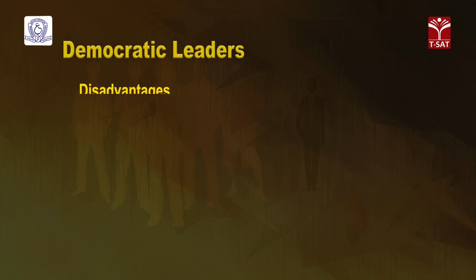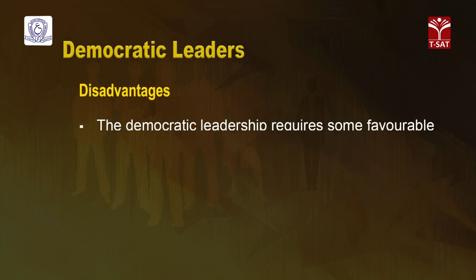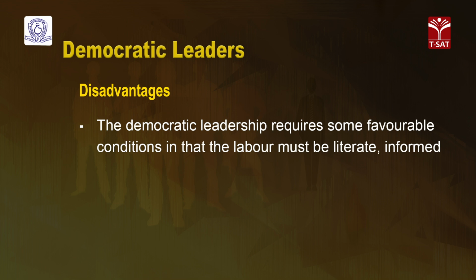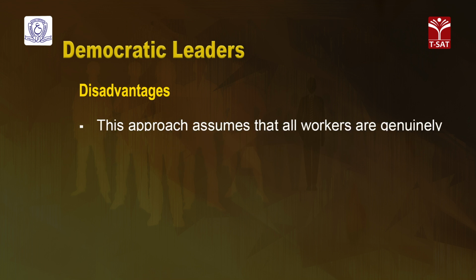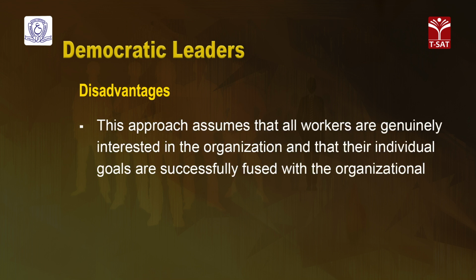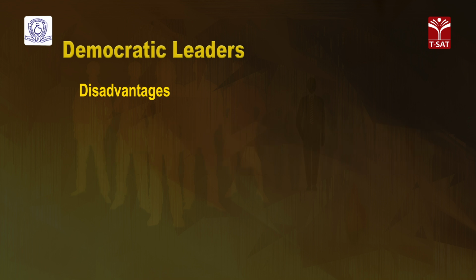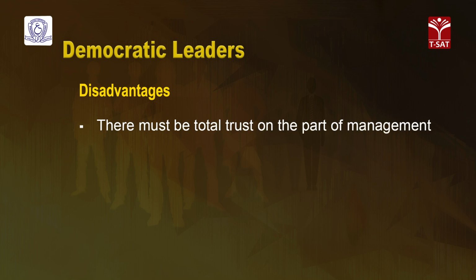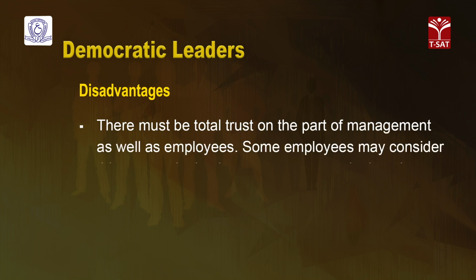Now we see the disadvantages of democratic leadership. First one, the democratic leadership requires some favorable conditions in that the labor must be literate, informed and organized. This approach assumes that all workers are genuinely interested in the organization and that their individual goals are successfully fused with the organizational goals. There must be total trust on the part of management as well as employees.